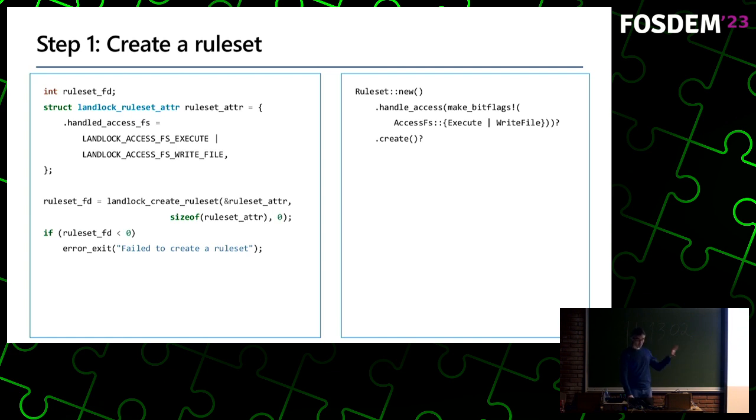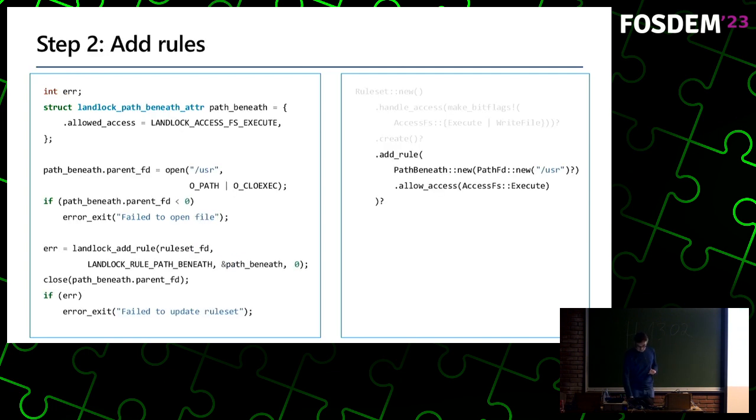Then once you define the rule set and what it can handle, you can create it. The rule set creation translates to, as you can see on the left, a long create rule set, and this function is in fact a syscall. So in the Rust part, when you call the create method, it creates a new rule set, which is backed underneath by a new file descriptor dedicated to Landlock, and that is wrapped in the rule set object.